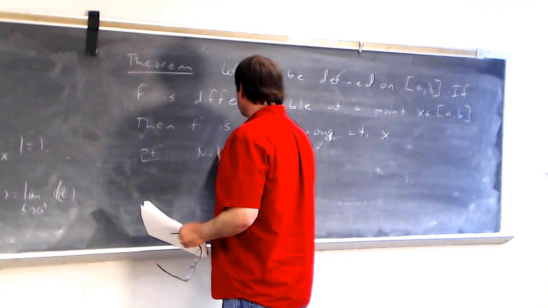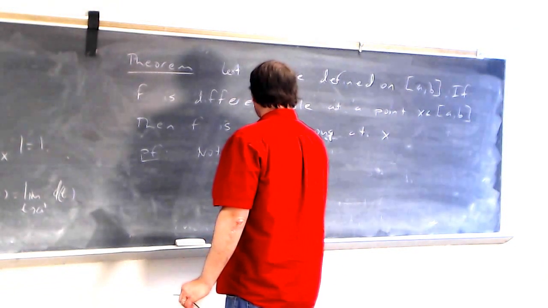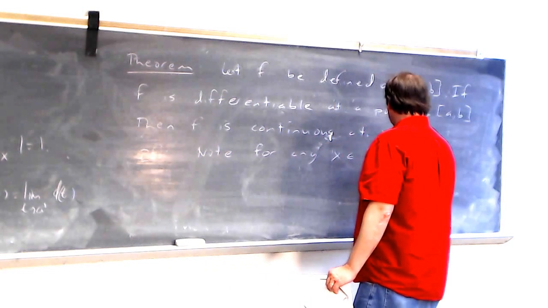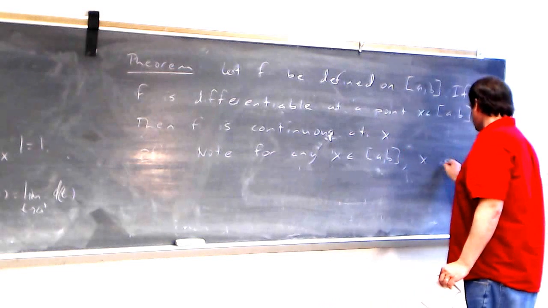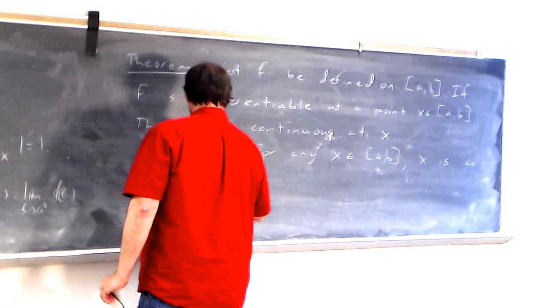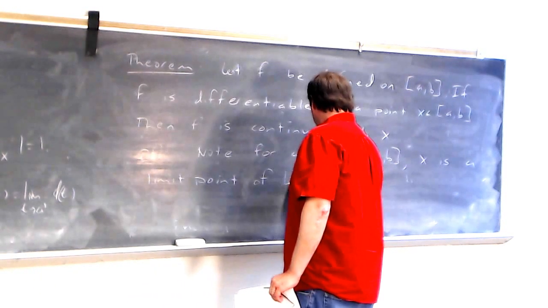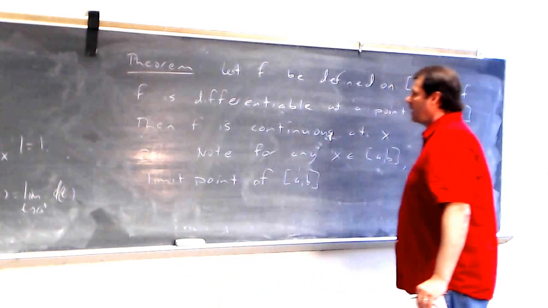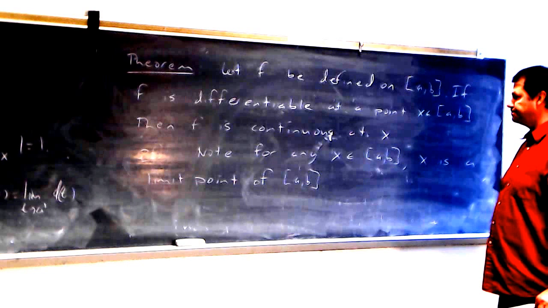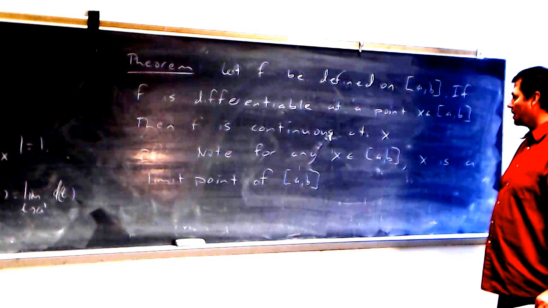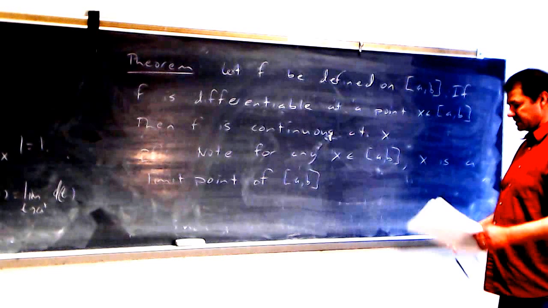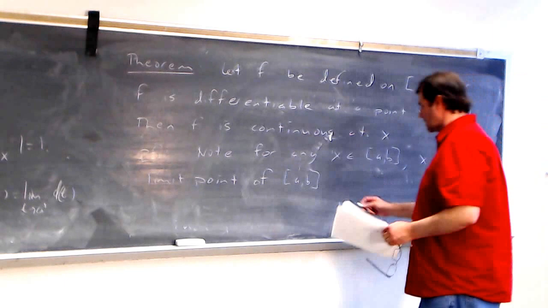First of all, let's note that for any x, element of a to b, x is a limit point of a to b. And so the way that we're going to show continuity at x for f is that we'll show that the limit as t goes to x of f of t is equal to f of x. Okay? All right, well, let's look at that.